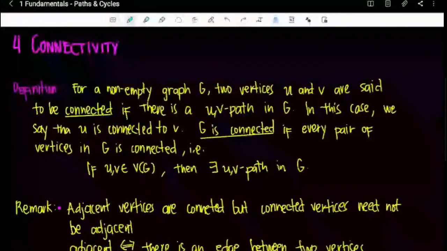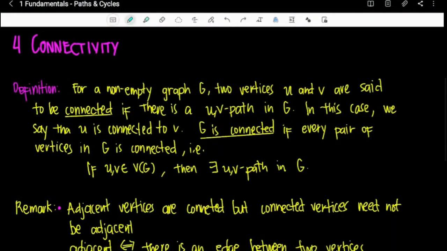So now, let's define what we mean by connectivity. For a non-empty graph G, two vertices U and V are said to be connected if there is a path, if there is a UV path in G. So, iba yung ibig sabihin ng connected sa adjacent. Yan. For example, meron tayong U, X, V. Si U connected kay V because there's a path UXV. Tama? Pero si U tsaka si V, hindi sila adjacent.